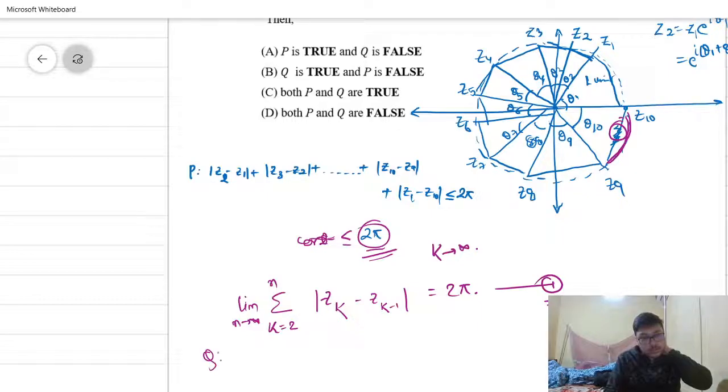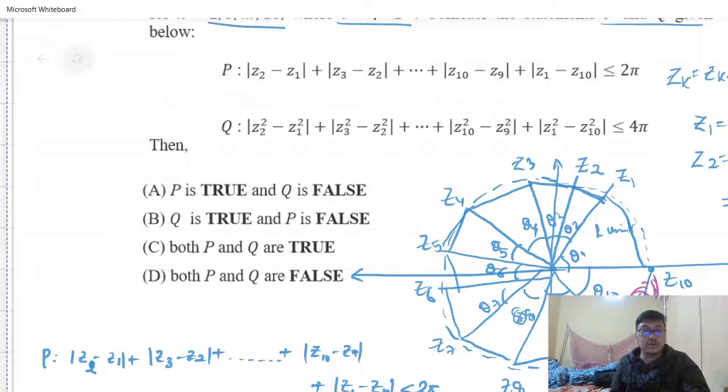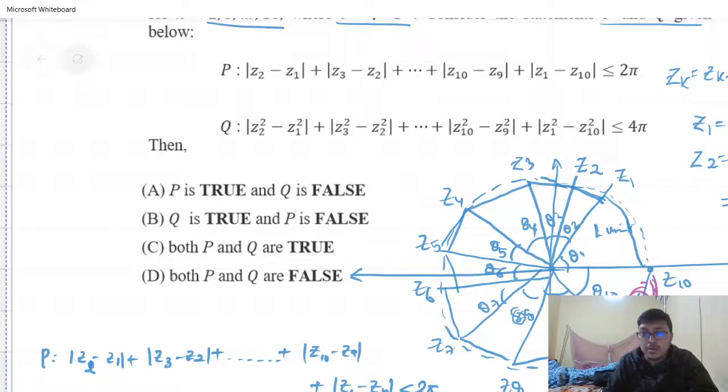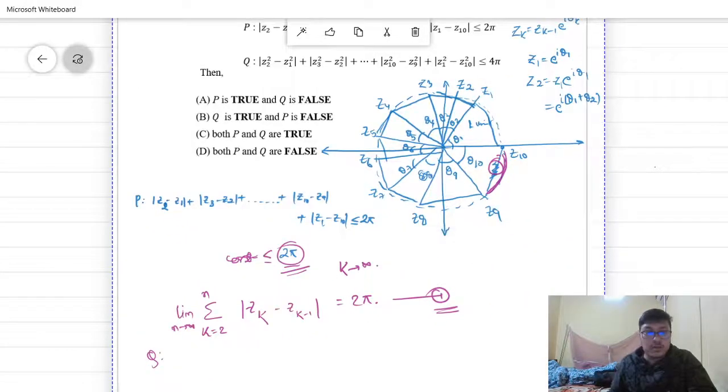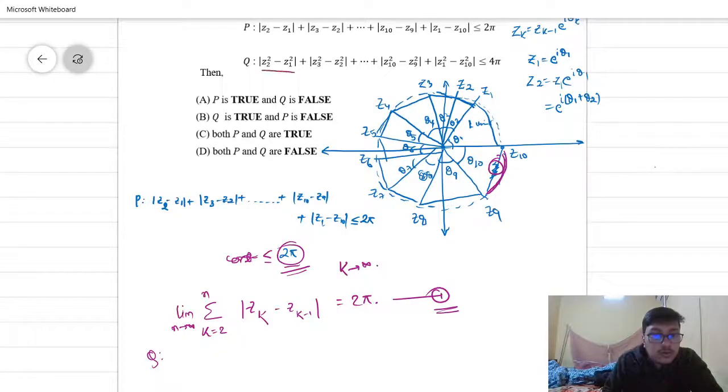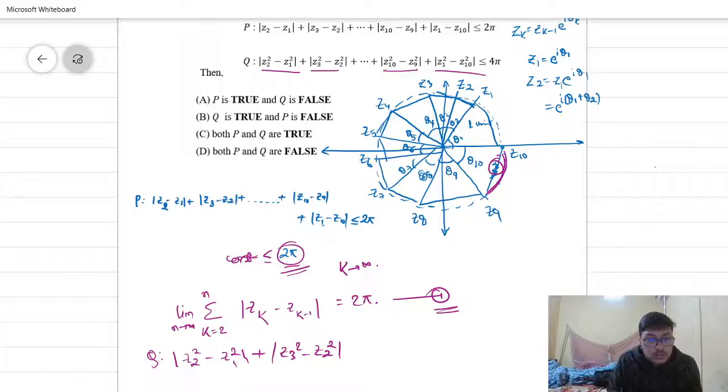Now for statement Q, we are given z2 square minus z1 square, z3 square minus z2 square, z10 square minus z9 square, z1 square minus z10 square in modulus. So z2 square minus z1 square plus z3 square minus z2 square plus and so on, z10 square minus z9 square plus z1 square minus z10 square is less than or equal to 4 pi. We have to prove or disprove this result.